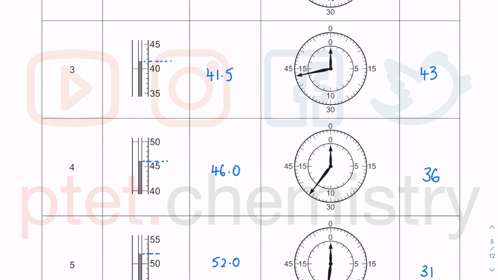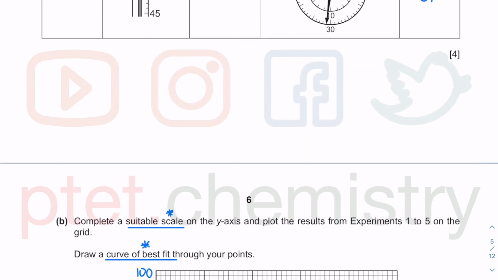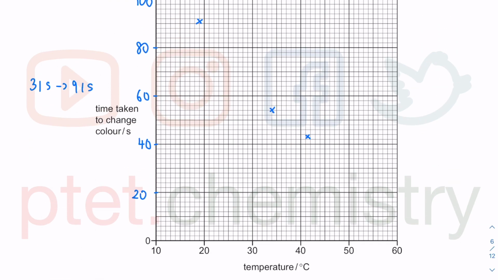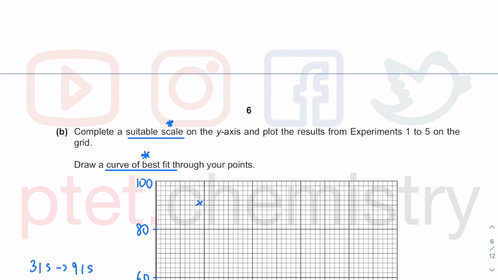Next one, 46.0 and 36. We can see 46 here, 46 and 36. 36 should be here. 36 is 3 small squares above 30. 36 there. There's 46 and 36.